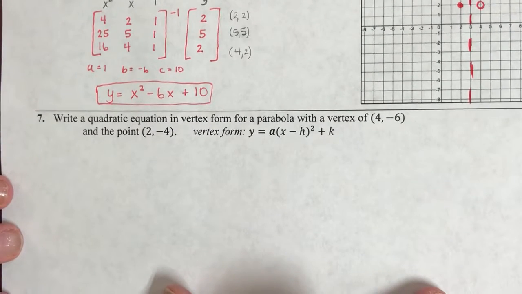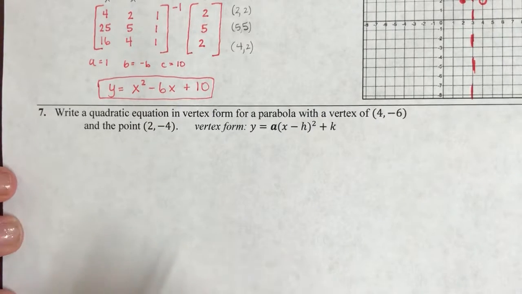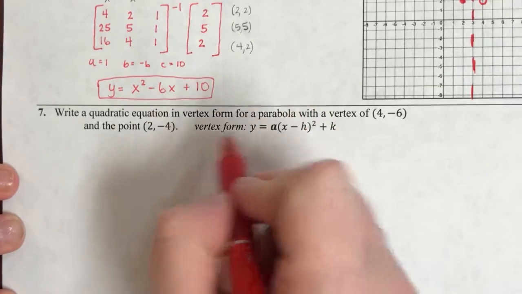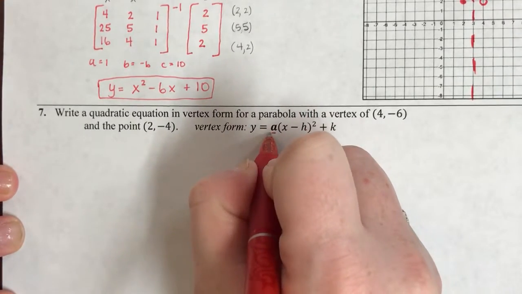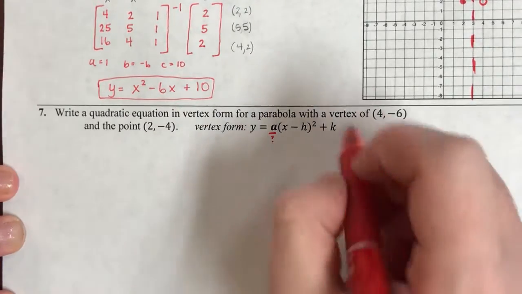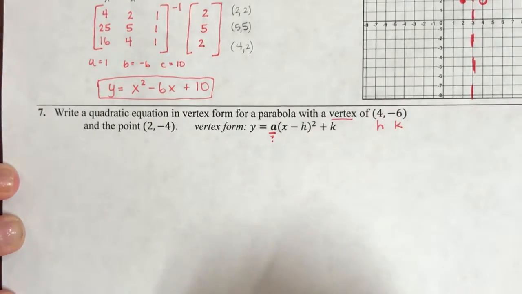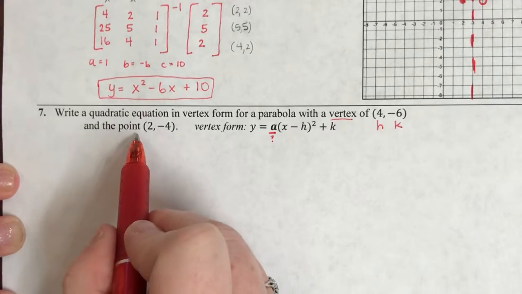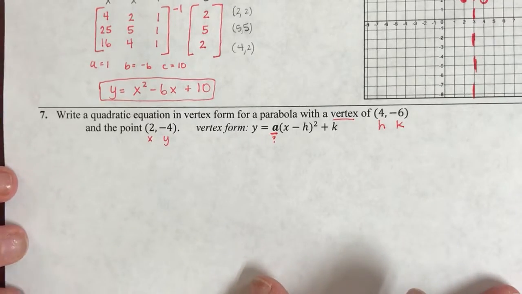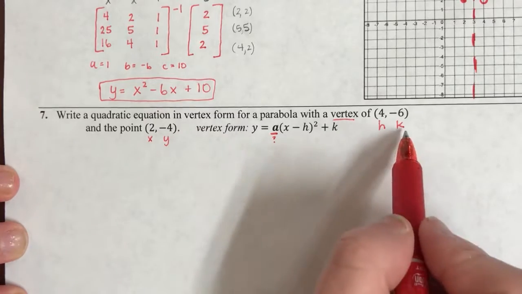Number 7, write a quadratic equation in vertex form for a parabola with the vertex (4, negative 6), and then it goes through the point (2, negative 4). So the process for writing this equation involves algebraically finding A. That's the piece we don't know. So vertex gives us the h and the k value. The point gives us an x and a y that we can use to find the a value. So using this format of the equation, I'm going to plug in x, y, h, and k and solve for a.